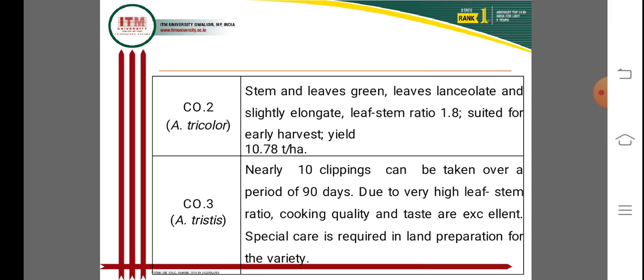Due to the very high leaf to stem ratio, the cooking quality and taste are excellent in this variety. Special care is required in land preparation for this variety. Nearly 10 cuttings can be harvested from the CO3 variety, so harvesting of the leaves is very important.